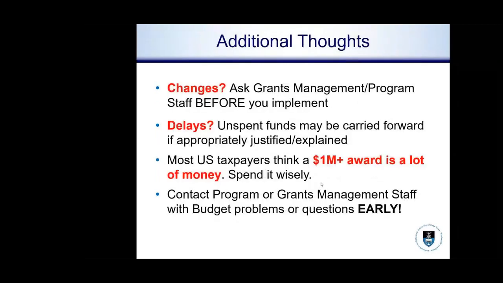And then our last couple thoughts, just to end off here, is if you do have changes during the course of your project, discuss those early. If there are any delays, know that you can potentially carry those forward as no-cost extensions. Again, just make sure you can justify these and discuss early. Just a point to be aware, you would be receiving US taxpayers' money, and US taxpayers are interested in what happens to their hard-earned dollars. So just know that an award of around $1 million is considered a lot of money. So be careful where you spend it.